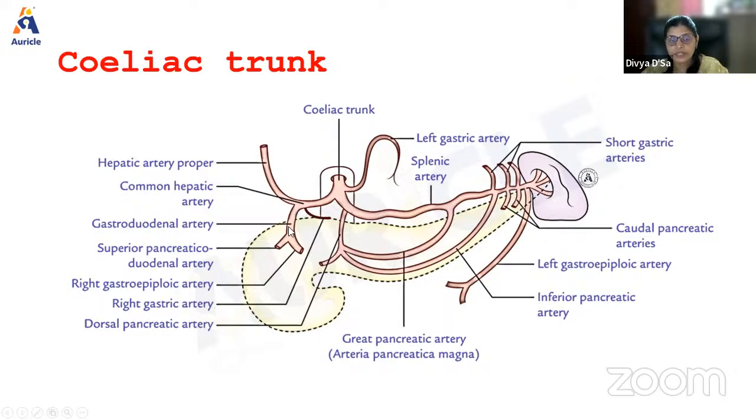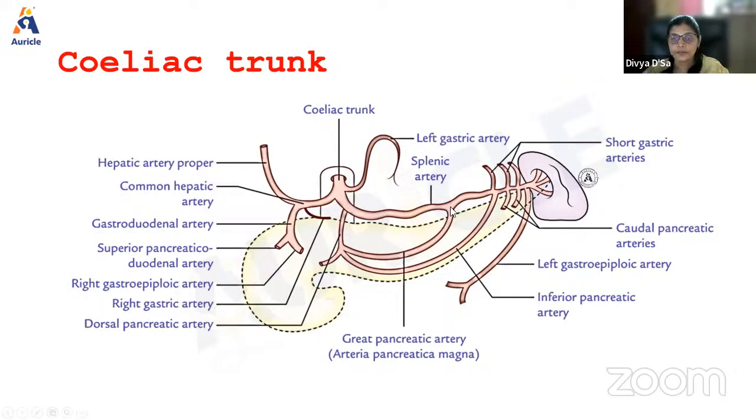The gastroduodenal artery further divides into the superior pancreaticoduodenal and the right gastroepiploic arteries. The right gastroepiploic again supplies along the greater curvature of the stomach. Then the splenic artery is very tortuous in its course. It gives short gastric arteries supplying the fundic area of the stomach.